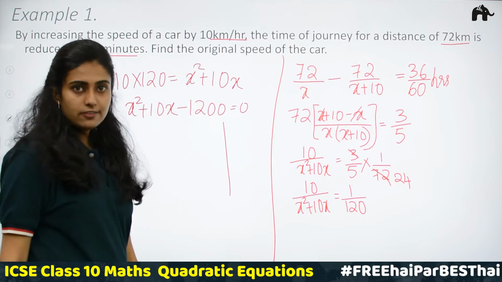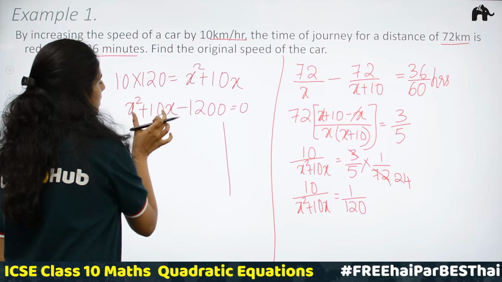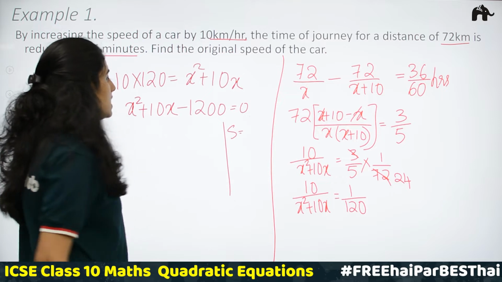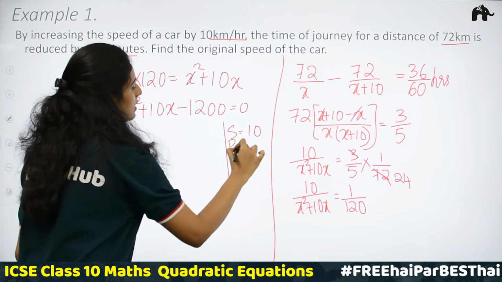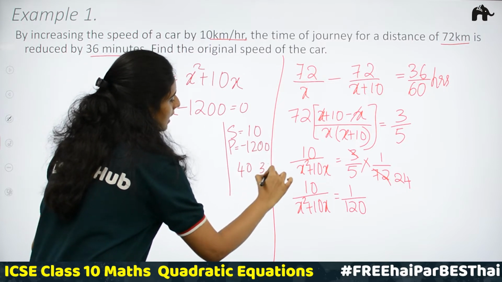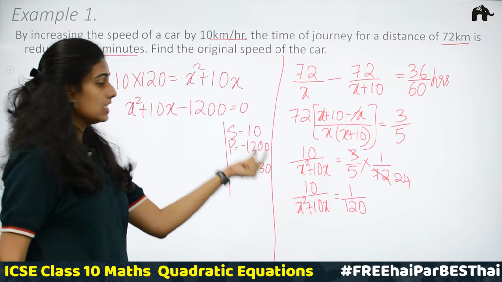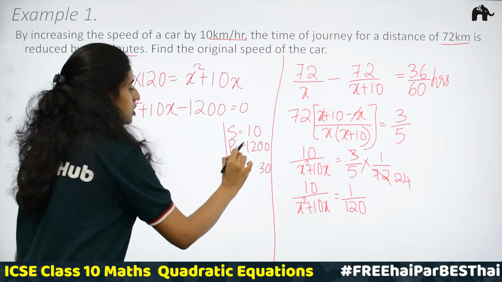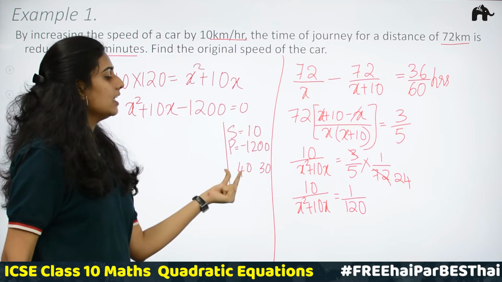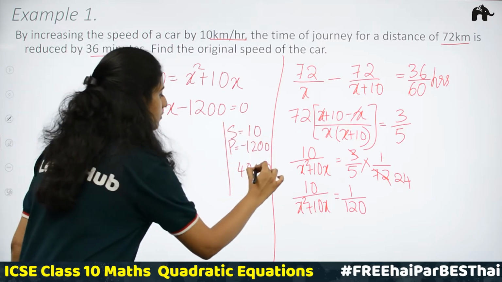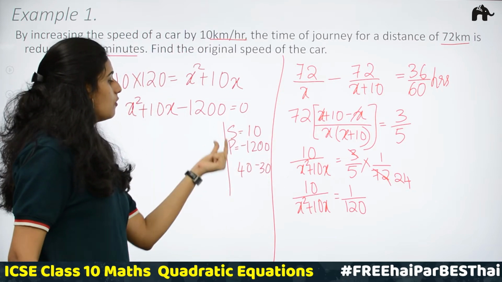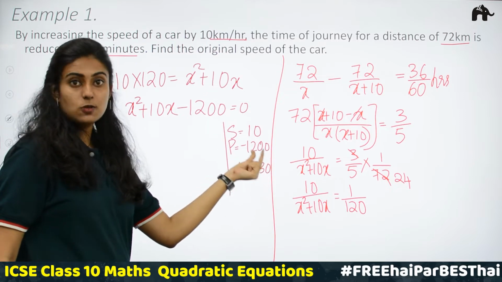Here I am using the factorization method. To split this middle term 10x, I need two numbers such that the sum is equal to 10 and product is equal to minus 1200. If I am taking 40 and 30, 40 into 30 is 1200. One number should be negative because the product is negative. Sum is positive means the greater number from this should be positive. Therefore, 40 and minus 30. 40 minus 30 is 10. 40 into minus 30 is minus 1200.